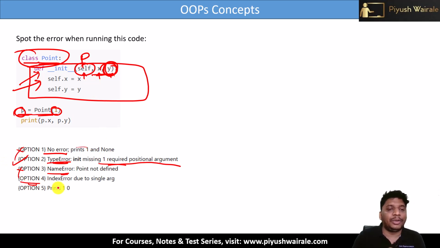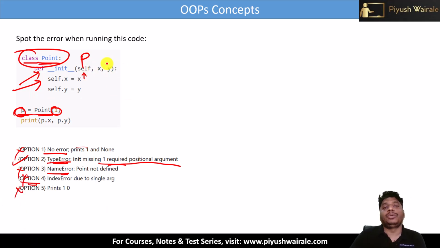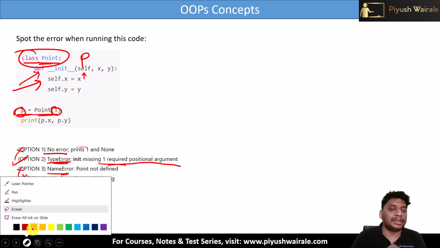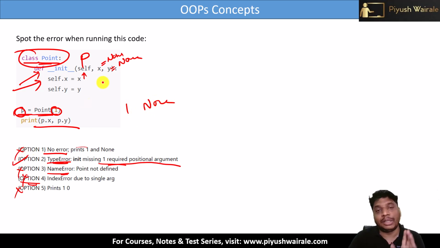Option 4, index error due to single argument? No. Print 1 0? No. Here you can see we have not defined any default value for these parameters. If I say x equals None and y equals None as well, in that case it will not throw an error. Self will be p, x will be 1 and y will be None. If I print this, 1 and None will be the output. So option A would be correct in that particular case.